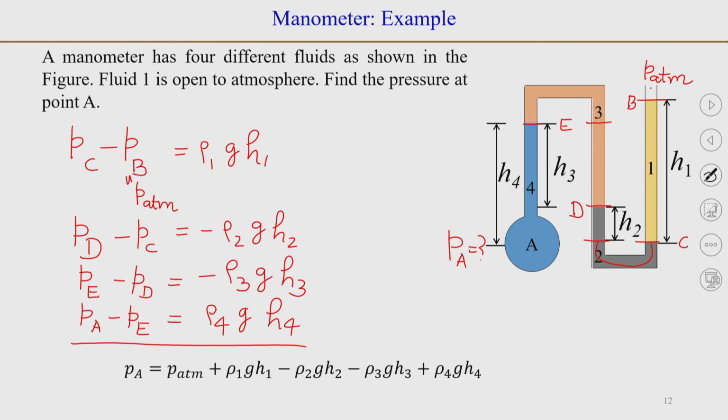then P D will cancel out, P E will cancel out, and you will get P A minus P atmosphere. If we take atmospheric pressure on the right hand side, we will get P A is equal to P atmosphere plus rho 1 G H 1 minus rho 2 G H 2 minus rho 3 G H 3 plus rho 4 G H 4.